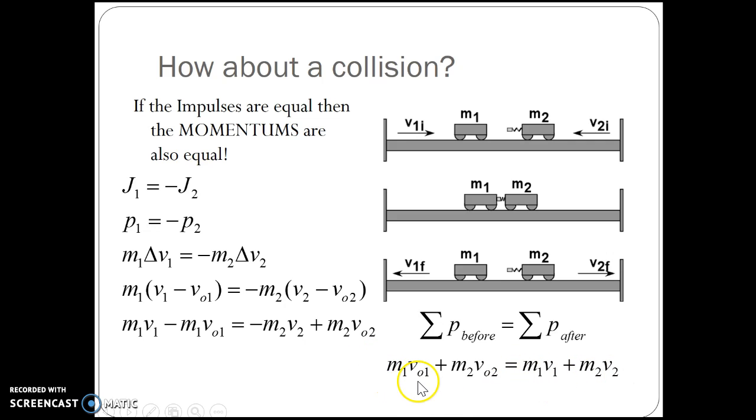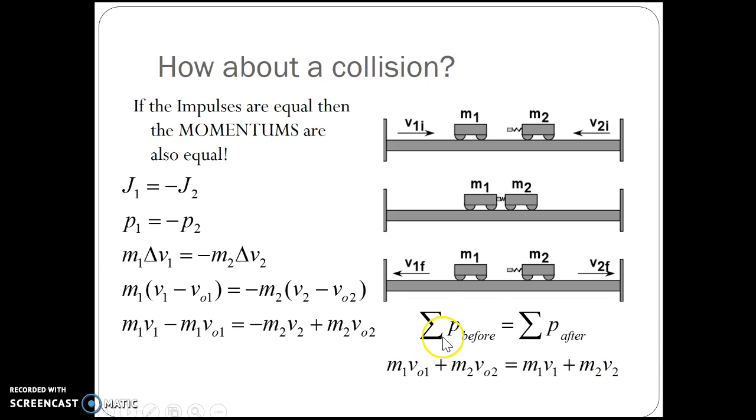Let's take a look at that. What does this mean? Well, this is the initial velocity of object 1, so this term is the initial momentum of object 1. This is the initial velocity of object 2, so this term here is the initial momentum of object 2. Over here, this is the final velocity of object 1, so this is the final momentum of object 1, and this is the final momentum of object 2. So the sum of the momentums before equals the sum of the momentums after, right?